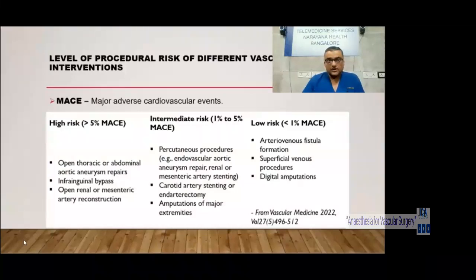Coming to the level of procedural risk of different vascular interventions, the high-risk procedures with greater than 5% MACE, major adverse cardiovascular events. The vascular procedures included in this are open thoracic or abdominal aortic aneurysm repairs, infrainguinal bypass, open renal or mesenteric artery reconstruction.